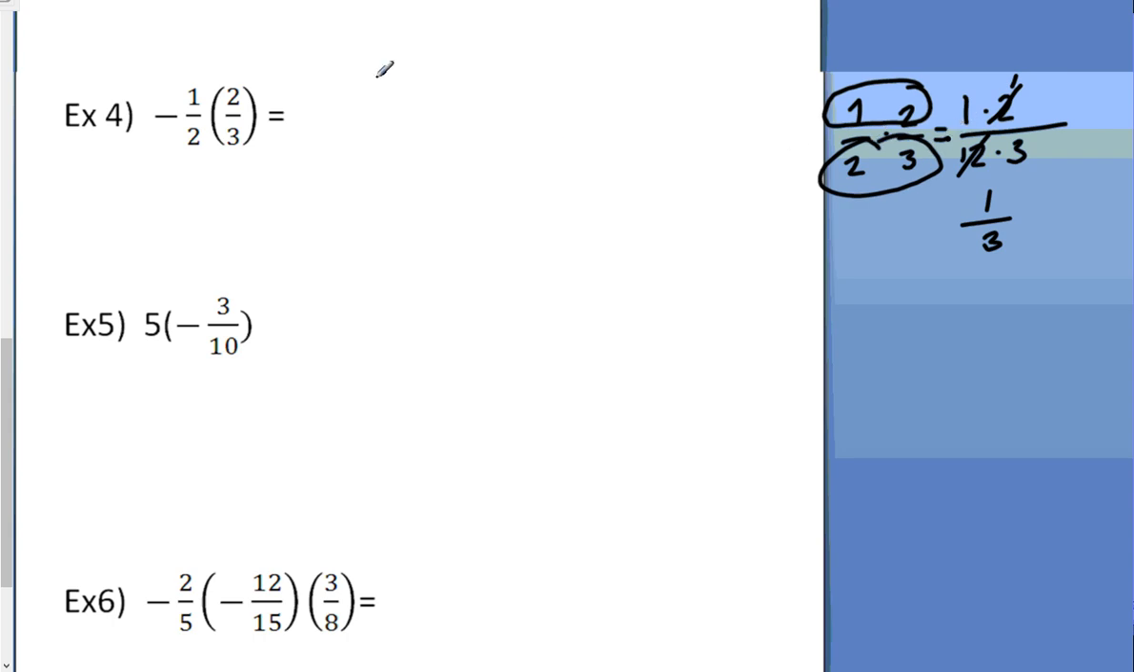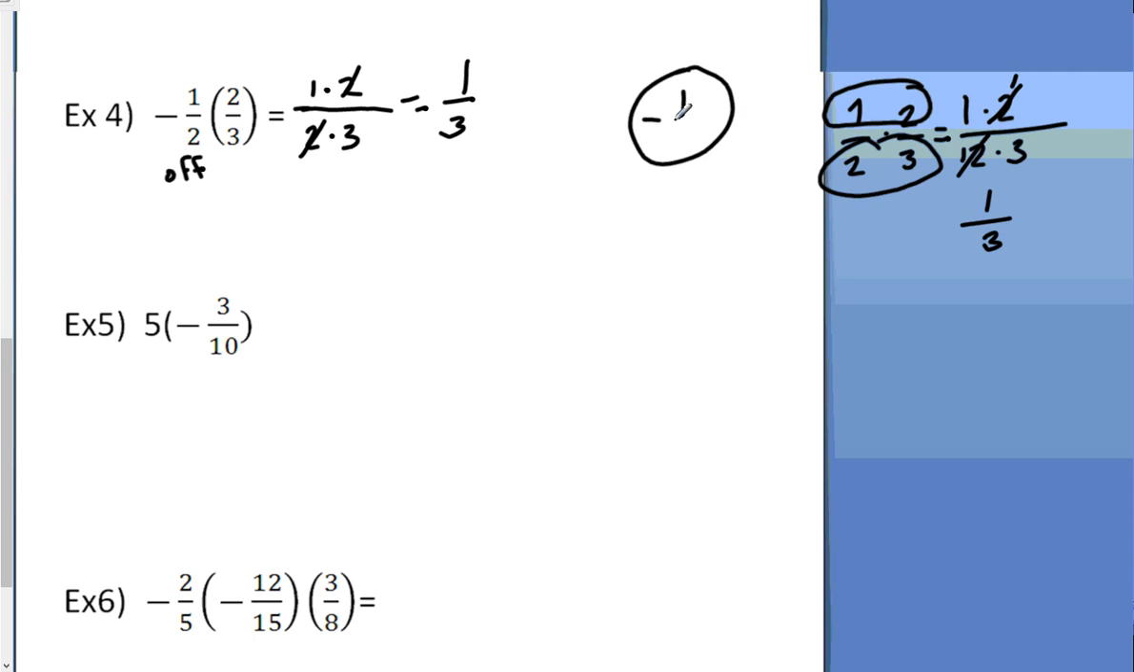Okay? So let's deal with the sign first. The first number is negative, so the lights are off. The next number is positive, so it doesn't do anything to the light switch, so the answer is going to be negative. So I know my answer is going to be negative. So what I would do if I were you, I would circle my answer and put a negative over here. Then I would do the math for the numbers. 1 times 2 over 2 times 3. 2 divided by 2 is 1, and 2 divided by 2 is 1. So I'm left with 1/3. So it's negative 1/3. Don't forget the negative sign.